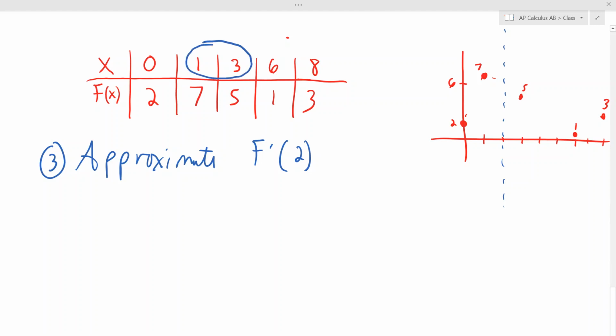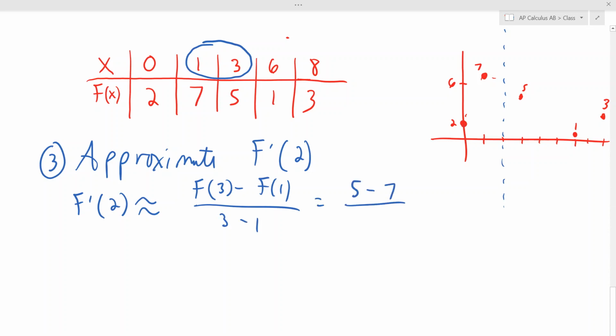The x value 2 is between 1 and 3. So all you need to do for this, it's not much work at all, you don't need to explain anything. You're going to say f prime of 2 is approximately f of 3 minus f of 1 over 3 minus 1, which is 5 minus 7 over 3 minus 1, which is negative 2 over 2, which is negative 1. That's how you approximate a derivative from a table.